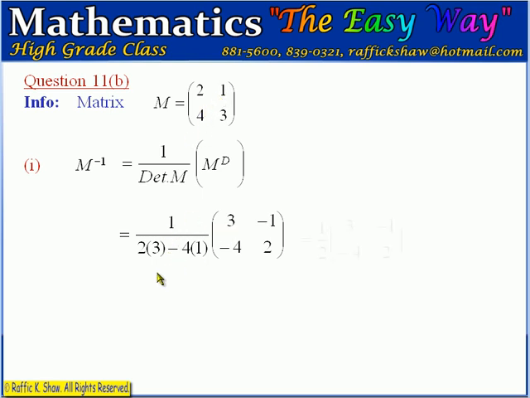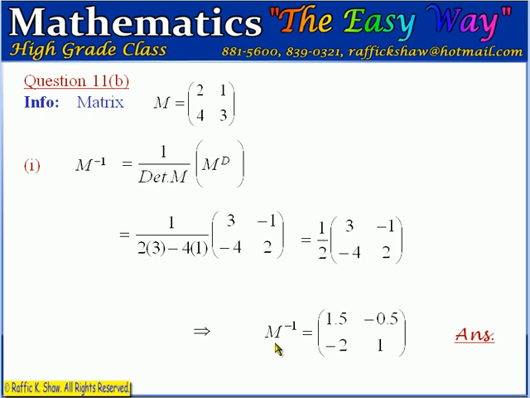And when we do this calculation, this becomes 1 divided by 2 multiplied by this matrix, because 2 times 3 is 6 and 4 times 1 is 4. 6 minus 4 is 2, and so we have 1 divided by 2 multiplied by the adjoint matrix. And all we need to do now is apply this half to each element inside this matrix here. And when we do that, we end up with this.